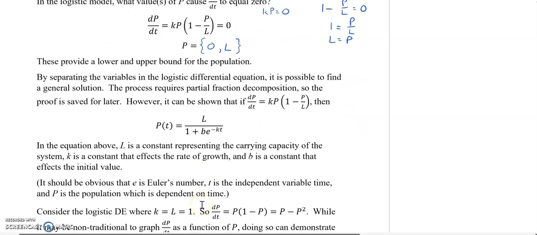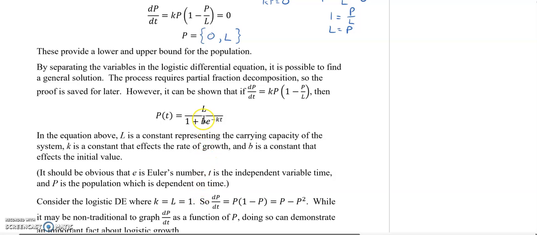L, of course, is the carrying capacity. B is related to the constant of integration. K is this same K value here. E, of course, is Euler's constant, 2.7 or so. T is time, P is population, and it becomes an equation that we're going to want to become familiar with.